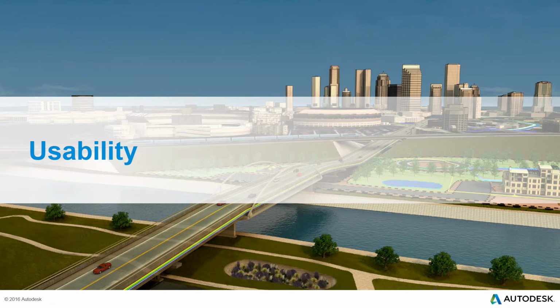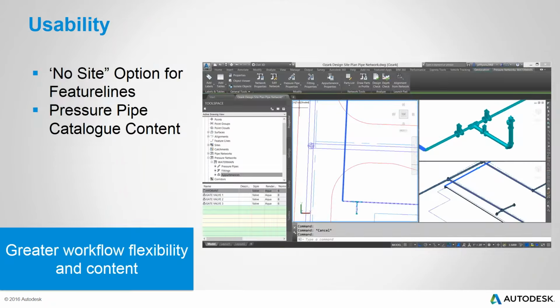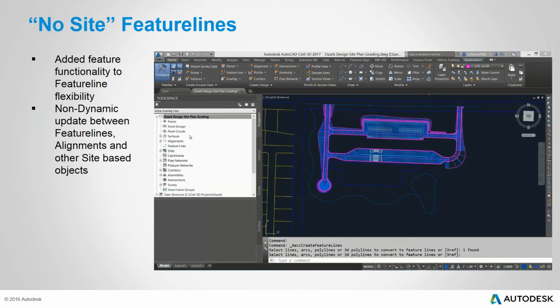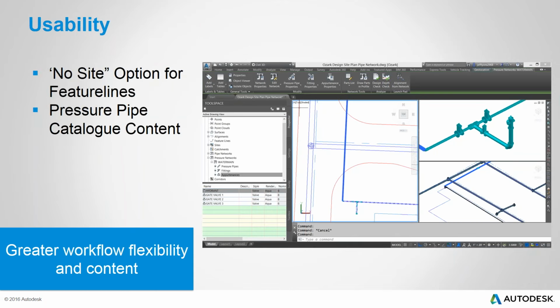So a second category that we're going to look at is usability. The usability category has two unique demonstrations that improve the workflow, flexibility and content of AutoCAD Civil 3D 2017. The no site option for feature lines is something that was added to the product to allow users to create 3D feature lines outside of a site that do not interact with each other.